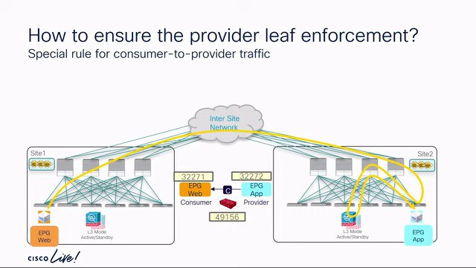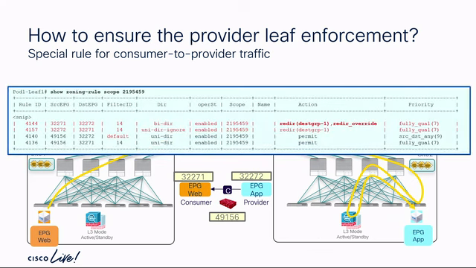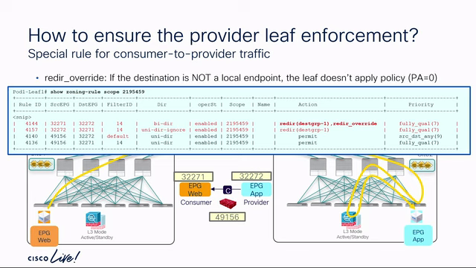Because even if the consumer leaf can resolve the destination class ID, the consumer leaf can ignore policy enforcement. So we introduce special behavior for this. I'm going to use these class IDs in the zoning rule. So we have 4 zoning rules: consumer to provider, provider to consumer, redirect. And then you can see slightly different action. For consumer to provider, we add a special flag that is called redirect override.